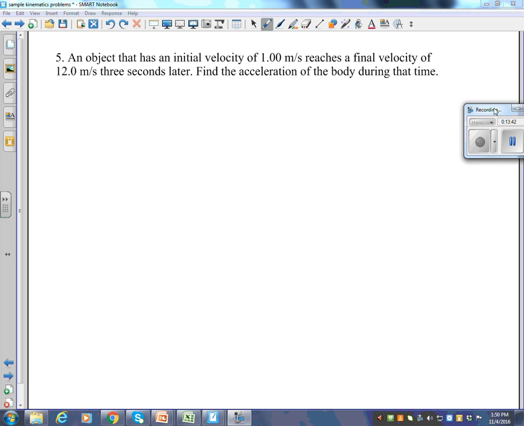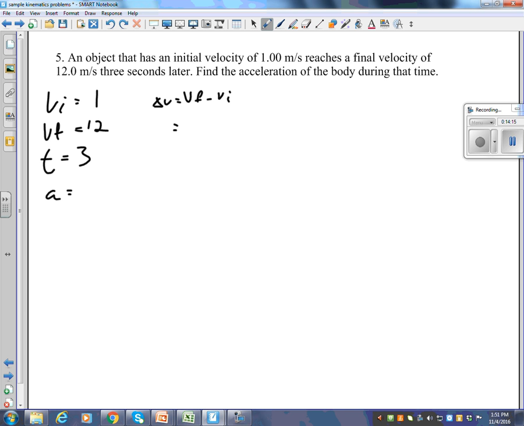An object that has an initial velocity of 1 meter per second, so VI is 1, reaches a final velocity of 12 meters per second 3 seconds later, so VF equals 12. 3 seconds later, T equals 3. Find the acceleration of the body during that time. You're looking for A equals delta V over delta T. Do we have delta V? We do not. So we've got to find that first. VF minus VI. So that's going to be 12 minus 1, which is 11.